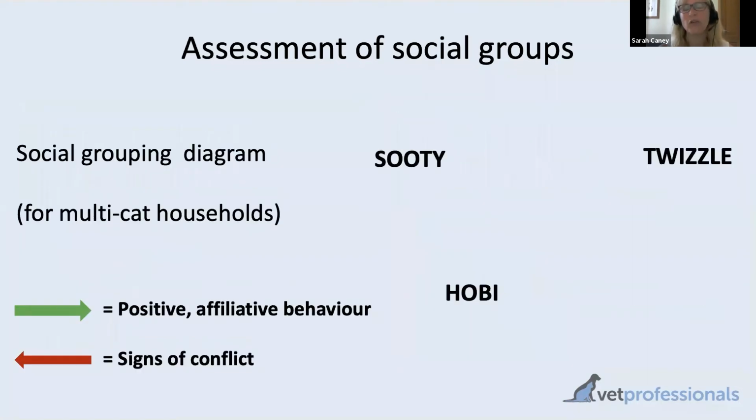And then what you can do as a carer is write down the names of your cats on a piece of paper and look for affiliative and negative signs between the cats by drawing arrows. So I've got the red and the green arrows on this slide.